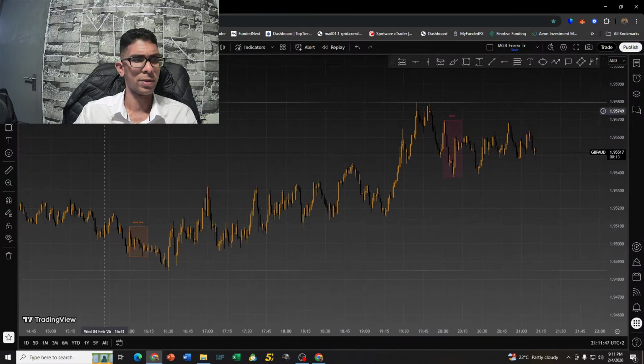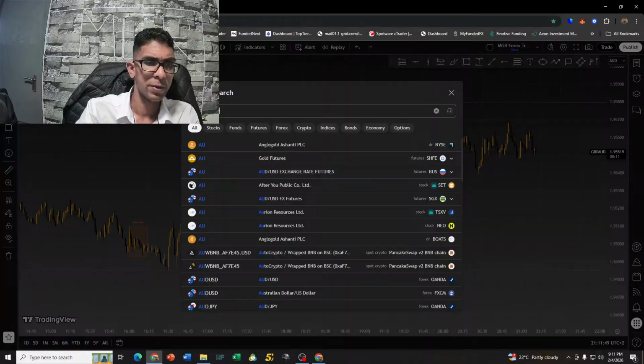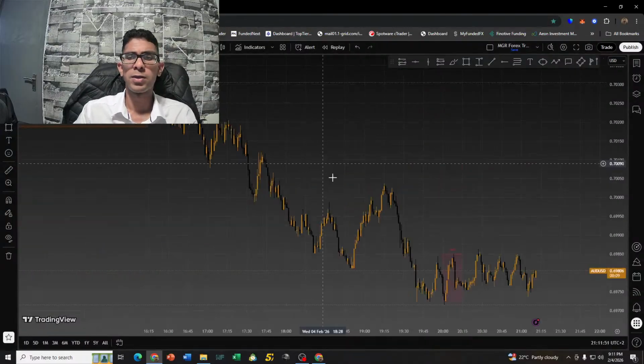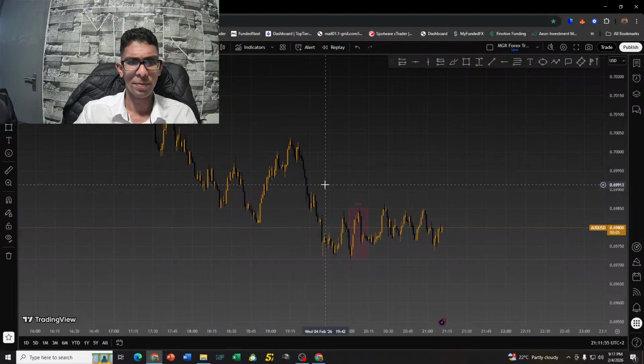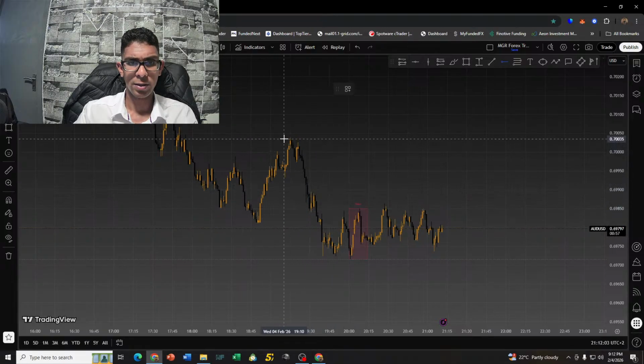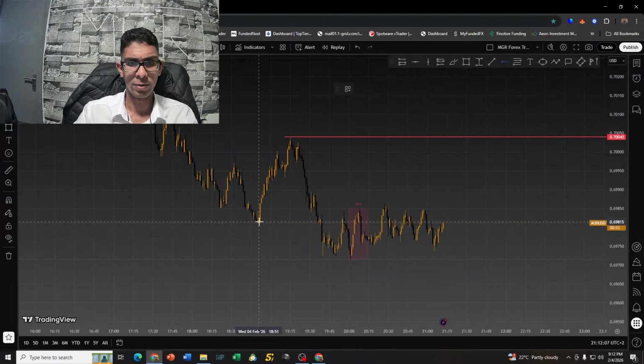Let's check out the scalping method on the 1 minute time frame. Let's have a look here and see what's happening. Look at the highs being created. The highs in the last hour is over here. That was the low. This was your low.